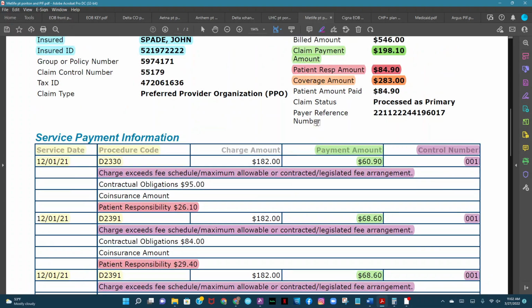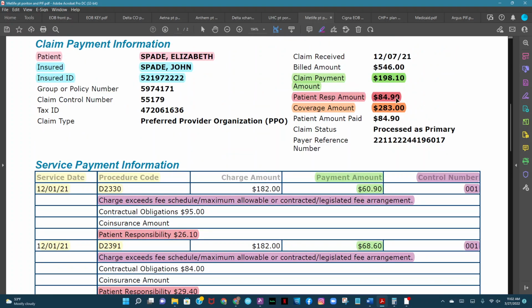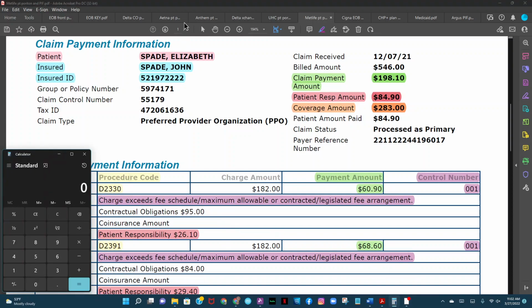I know it's a little weird, but the totals are also up here as well. So again, you can always double check everything up there. Insurer paid us $198.10. Patient owes $84.90, which equals $283. Okay.